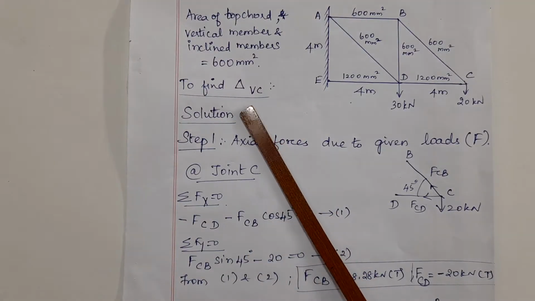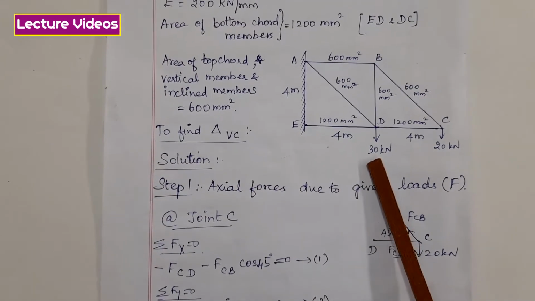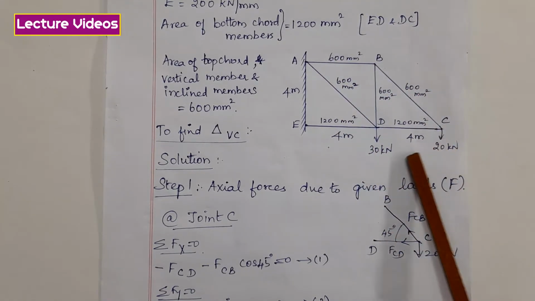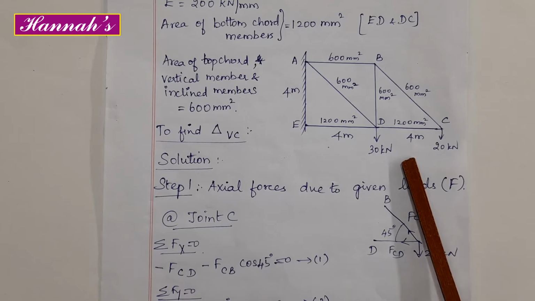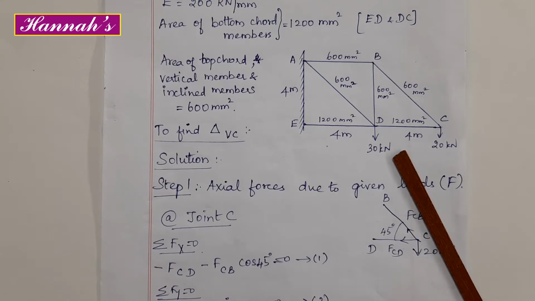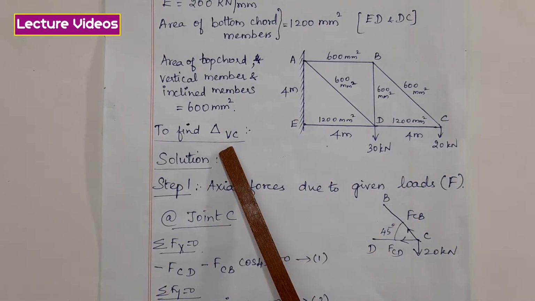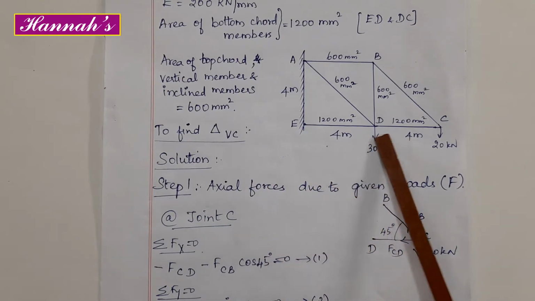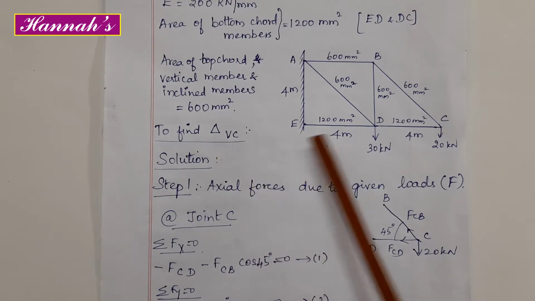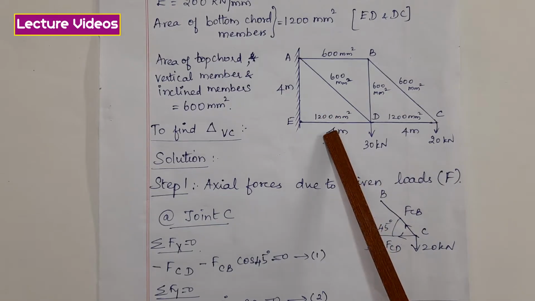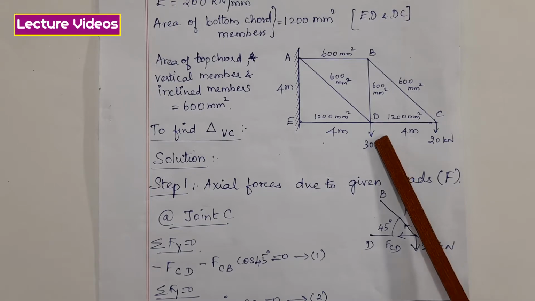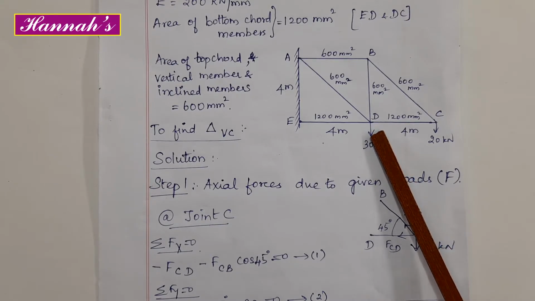We are asked to find the vertical deflection at C. Loads are given in the problem. With this given load, we determine the axial forces in the members of the truss. That becomes our capital F values or capital P values. This is our first step. Our second step will be, since vertical deflection is asked at C, all the given loads are removed and only a unit vertical load at C is applied and the member forces are resolved. That gives me KV values. Finally, delta can be written as summation of FKL by AE.